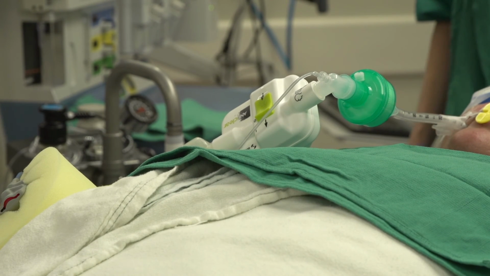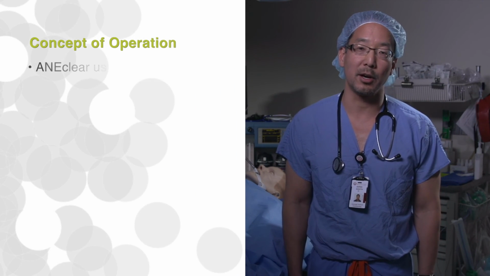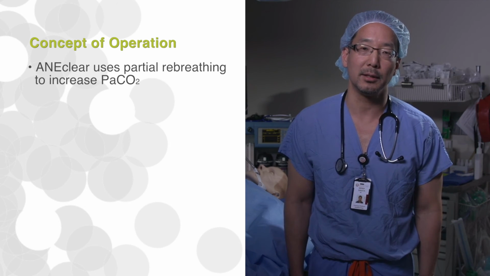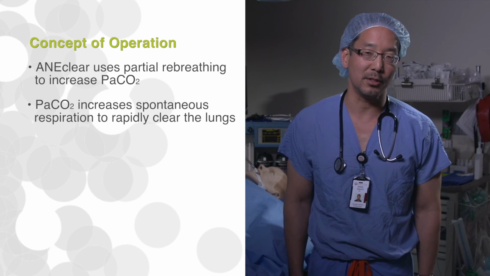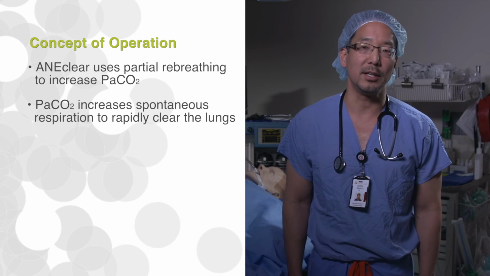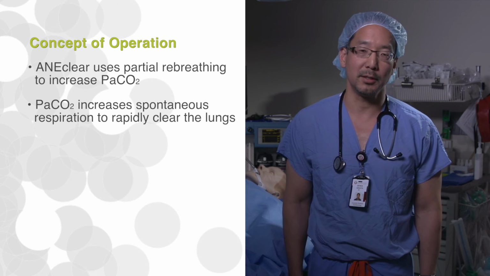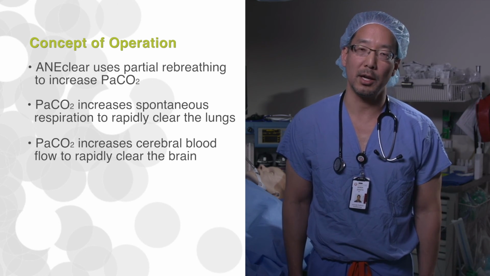ANEclear provides for a safer and faster emergence from inhaled anesthetics in spontaneously breathing patients. During emergence in your spontaneously breathing patients, an activated ANEclear utilizes partial rebreathing of carbon dioxide to raise the partial pressure of carbon dioxide in the blood. This respiratory stimulant increases the patient's spontaneous minute ventilation, which accelerates clearance of the inhaled anesthetic from the lungs. This same respiratory stimulant, PaCO2, will also increase cerebral blood flow velocity.